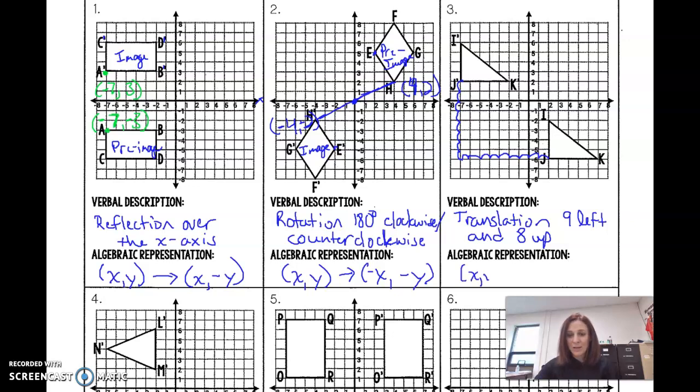We're going to take whatever our point is. And remember, left and right is our x movement. Since I'm going left, that's -9. 8 up is our positive movement. It attaches to our y because the y-axis is up and down. So I'm going to do +8. Okay?